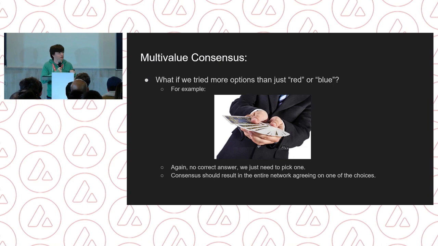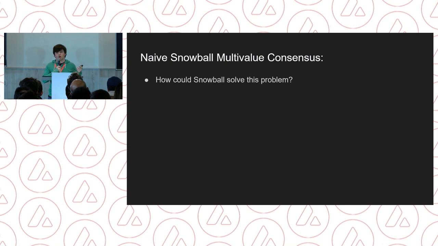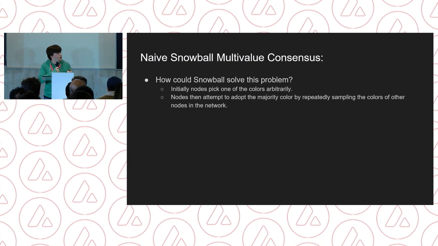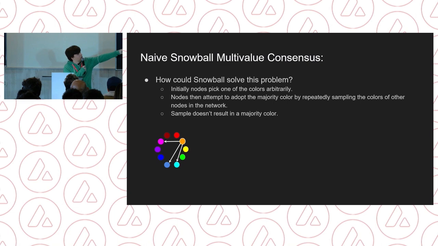So how could Snowball try to solve this problem? If we try to follow the same exact thing we did before with binary consensus, first off, nodes pick a random color. Nodes attempt to randomly subsample from the network. But in this case, because there are so many colors, nodes might not actually sample a majority in the network. So if we look at this graph now, instead of having just red and blue, we have a bunch of various different colors here.